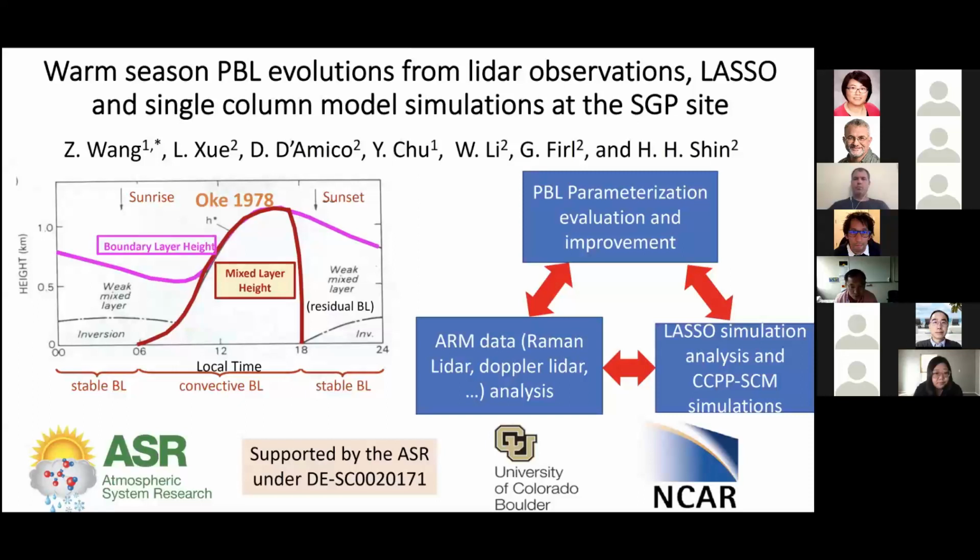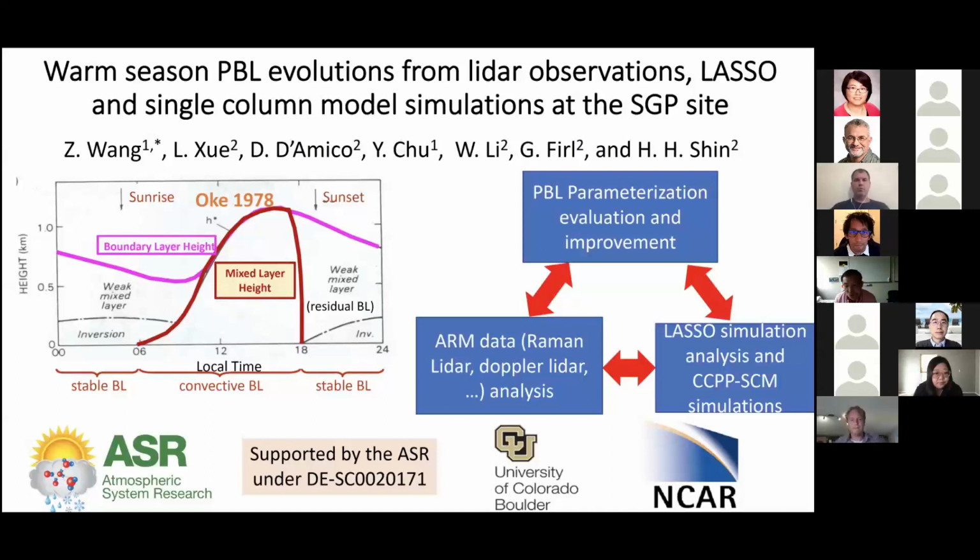But here we're using the classical diagram, okay? We try to address the annual cycle of PBL. Eventually you have the daytime warm, daytime convective part, which we call the mixed layer. Then for the upper part, we call the PBL height.